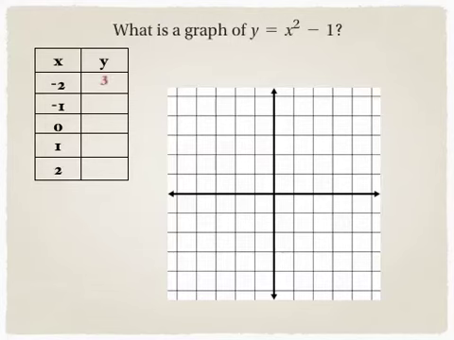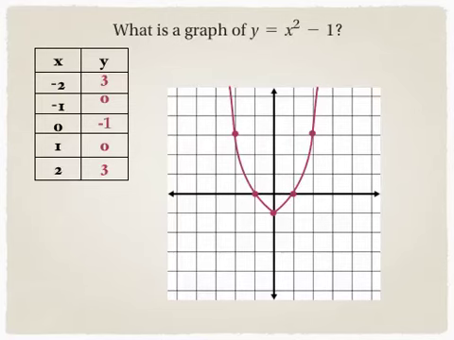4 minus 1 is 3. For -1, -1 times -1 is positive 1, minus 1 is 0. When you plug in 0, 0 squared is 0, 0 minus 1 is -1. When you plug in 1, 1 squared is 1, minus 1 is 0. And when you plug in 2, 2 squared is 4, minus 1 is 3. I'm ready to plot these points and connect them.